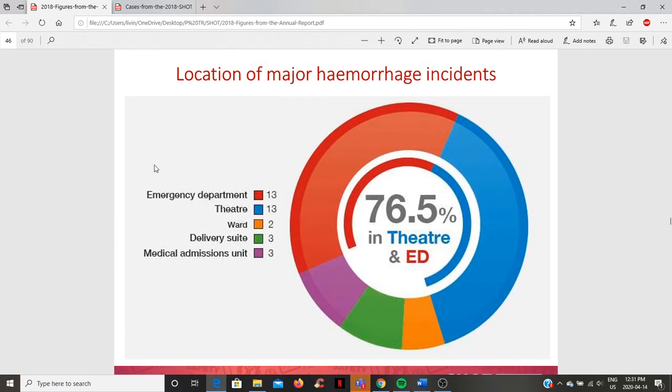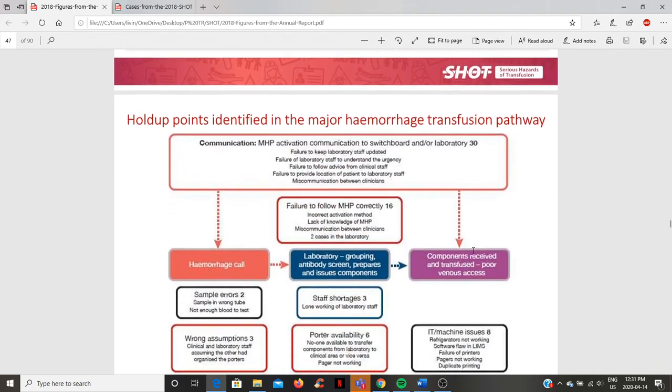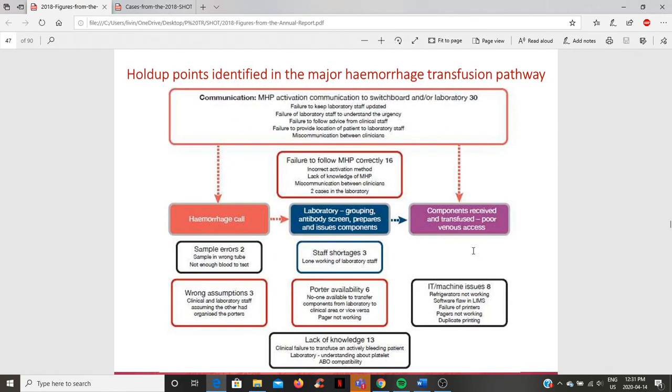Yep, that's okay. Location of major hemorrhage incidents: in the ER. The theater just means the OR. So usually you're having major hemorrhage protocols in the emergency room and the OR. Just to let you know, you don't have that context yet. And what they've done is, they're tracking all kinds of errors to do with any transfusion, which includes massive transfusion protocols, or major hemorrhage protocols is what these guys call it.